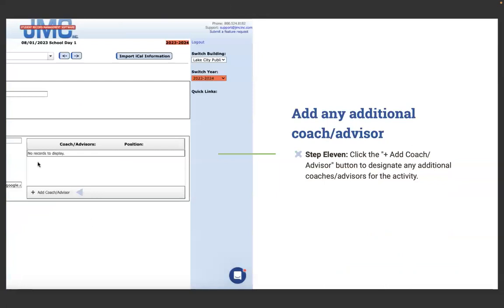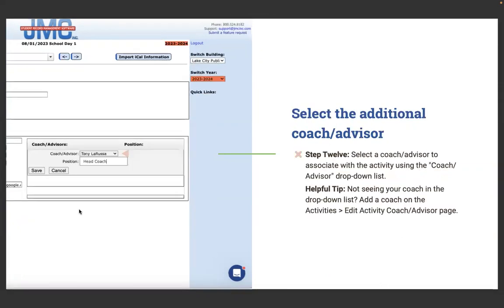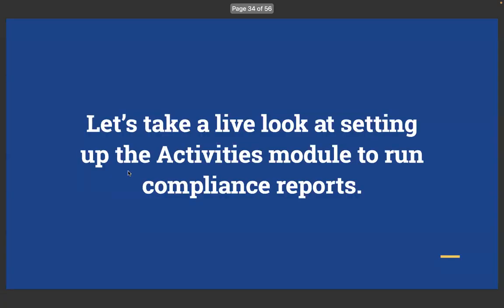Then you'll want to make sure that you have a coach attached to your activity. If you don't have a coach attached to the activity, add your head coach, add all of your assistant coaches, even athletic directors who might want to be kept in the loop as far as any messaging that goes out within this activity. You'll just select that coach from the coach advisor drop-down list, select their position, and click save. And that's how you would enter them.